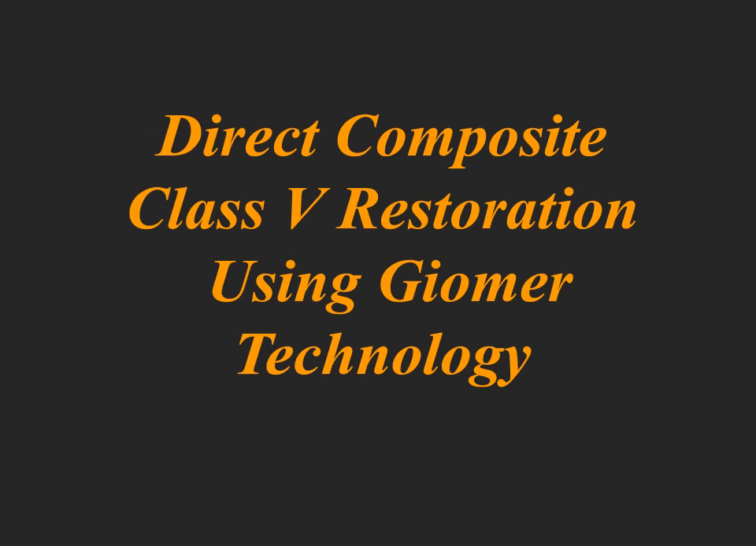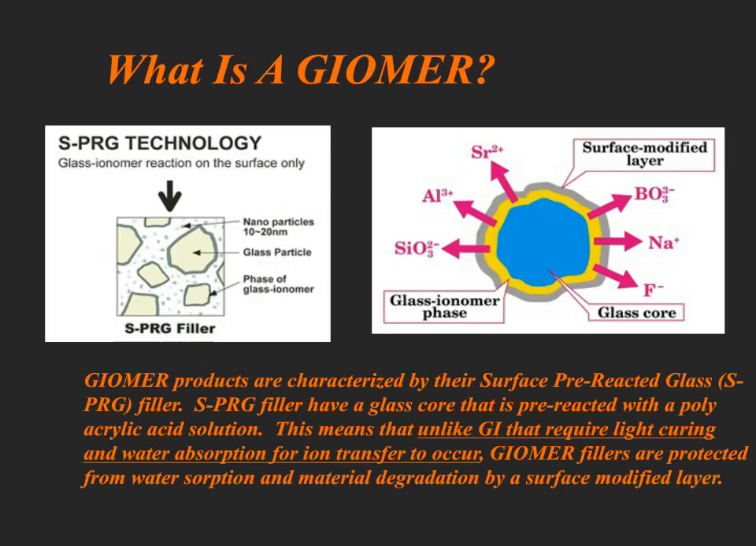So this next case we'll discuss in detail the GIOMER technology with Beautifil Flow Plus. So what is a GIOMER? GIOMER is a glass particle, glass core, that's coated with a glass ionomer material that is subject to have ions that can be released into the environment. And there's a surface modified layer on top of that so that this just doesn't all dissipate quickly. In a nutshell, a GIOMER is a composite that has ion release.